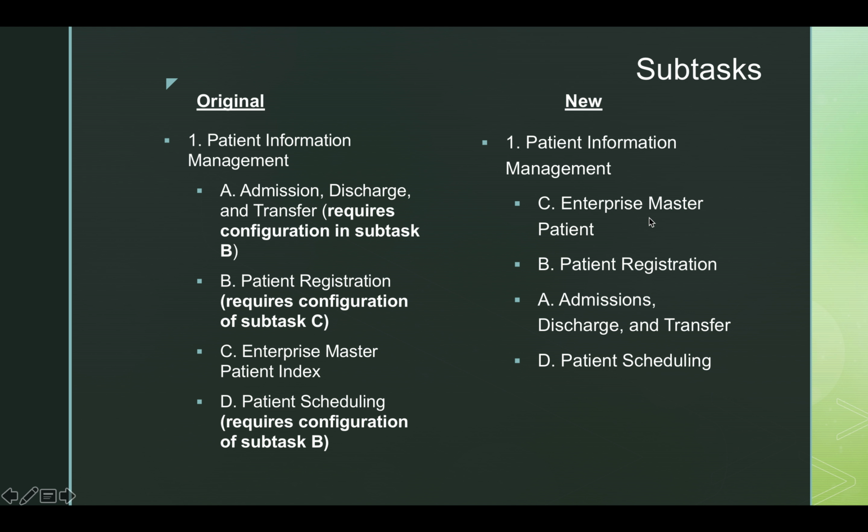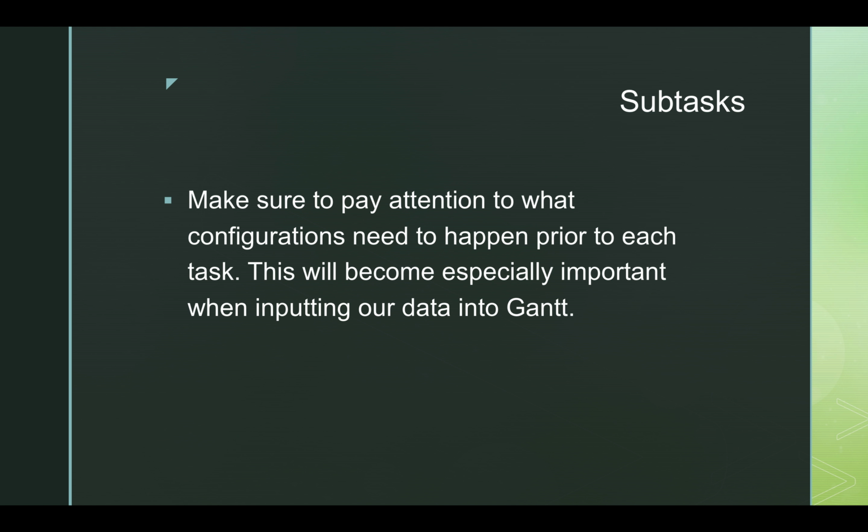So the first is Enterprise Master Patient Index, then it's patient registration, then it's admissions, discharge, and transfer, and then it's patient scheduling. And this will be the correct order for patient information management. And this is how you're going to put it into Gantt. So make sure to pay attention to what configurations need to happen prior to each task. This will become especially important when putting our data into Gantt.